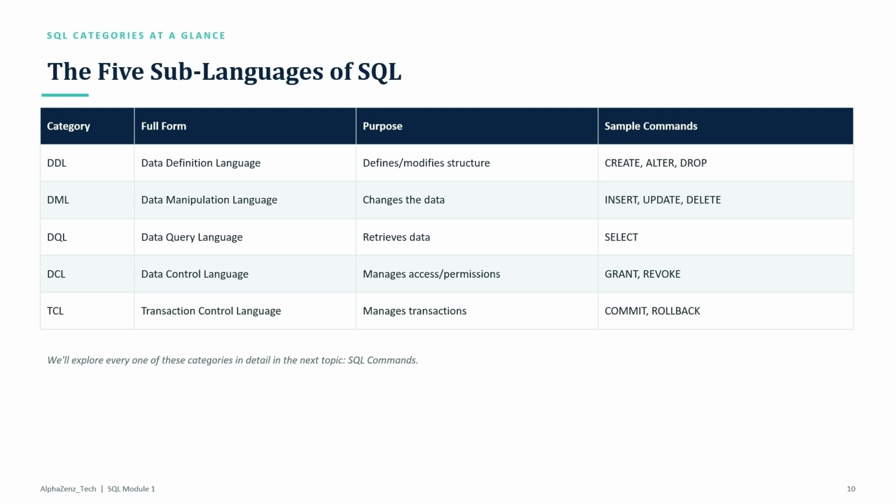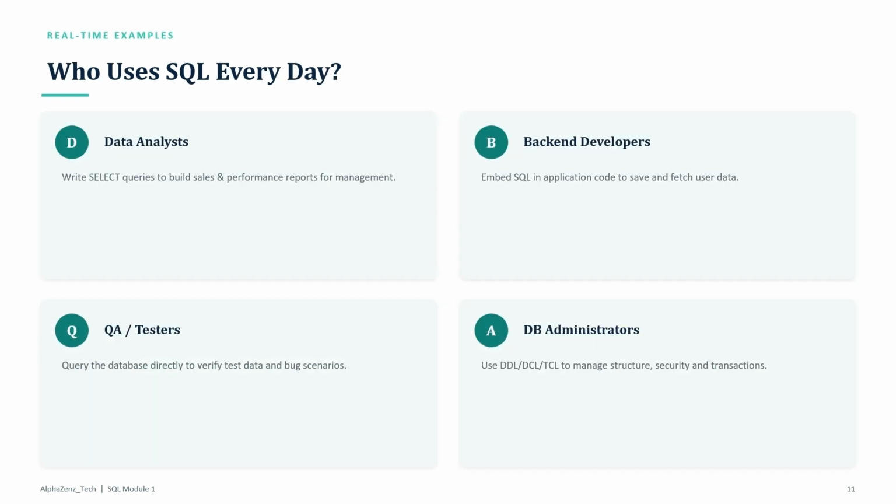Commands: grant, revoke. TCL, Transaction Control Language, manages transactions. Commands: commit, rollback, save point. Say clearly, this gets asked a lot. If an interviewer asks you, what category does delete belong to? That's DML. What about drop? That's DDL. Get comfortable with this table. We're about to explore every single one of these in detail.